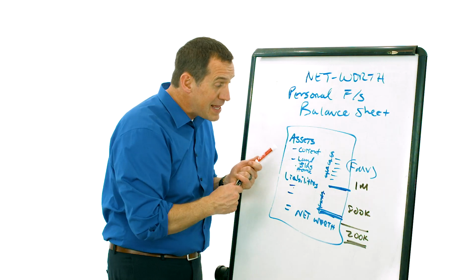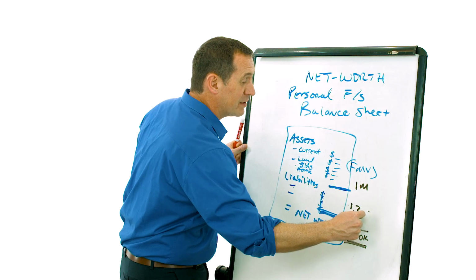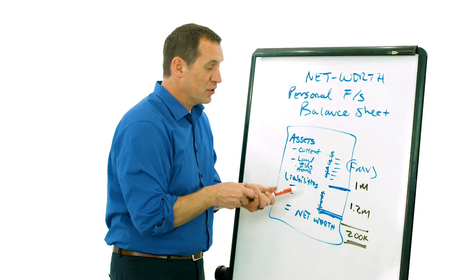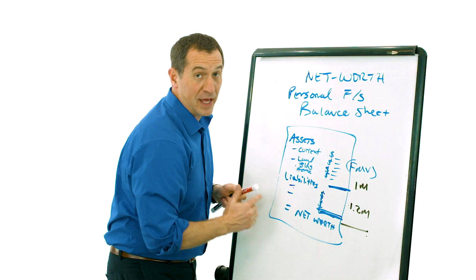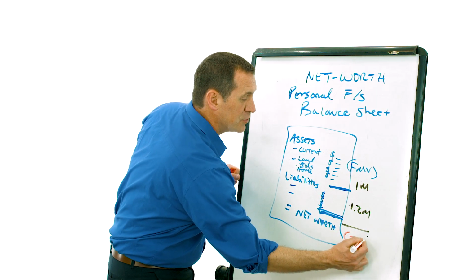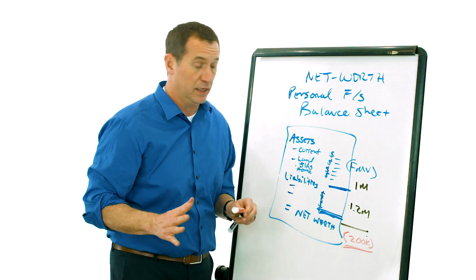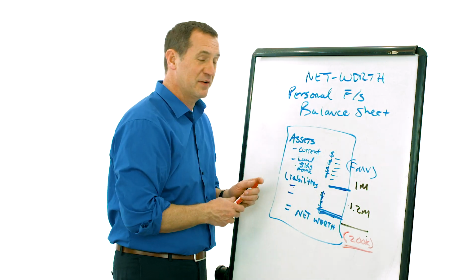Now, heaven forbid, you're negative, meaning you've got $1.2 million in liabilities, meaning you're negative. Now you're in the red, which we don't want to be in the red, but that would be kind of a little parenthesis here, and you're $200,000 in the red. So you have a negative net worth, not good. So we want to work towards a positive net worth.